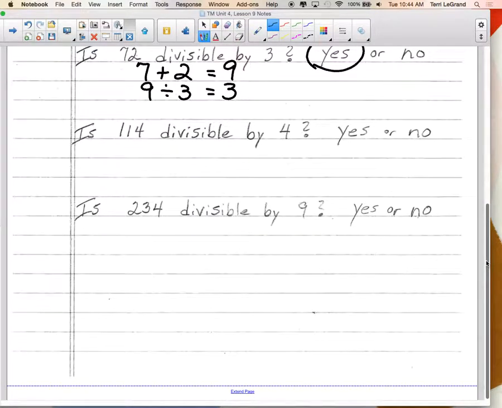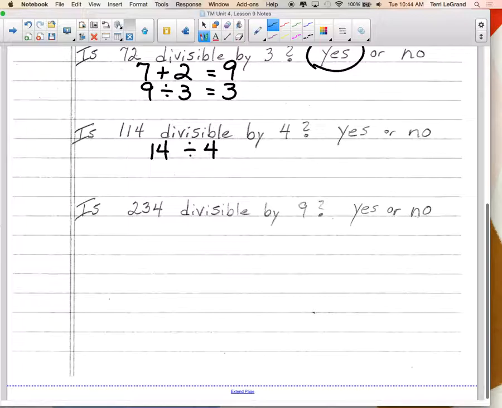Okay. Is 114 divisible by 4? What's the test for this one? The last 2 digits are divisible by 4. What are the last 2 digits in this? 1 and 4, so 14. Is 14 divisible by 4? Can we take 4 into 14? Or in other words, is 14 a multiple of 4?